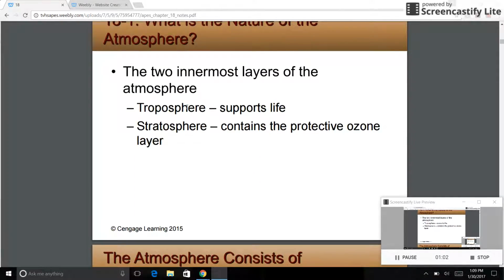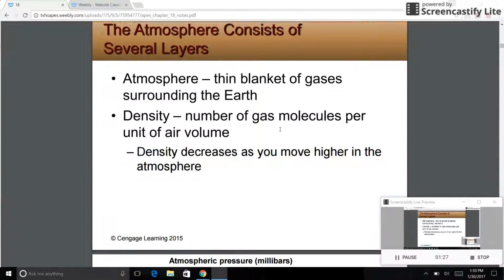The layers of the atmosphere. Remember, the 2 that we need to be most familiar with are the troposphere and the stratosphere. These are basic descriptions, but the troposphere is where life is found. It's where we are. It's the closest layer to the ground. It's also the thinnest layer in terms of height. The stratosphere contains the protective ozone layer. That's the one significant thing to remember about that layer.